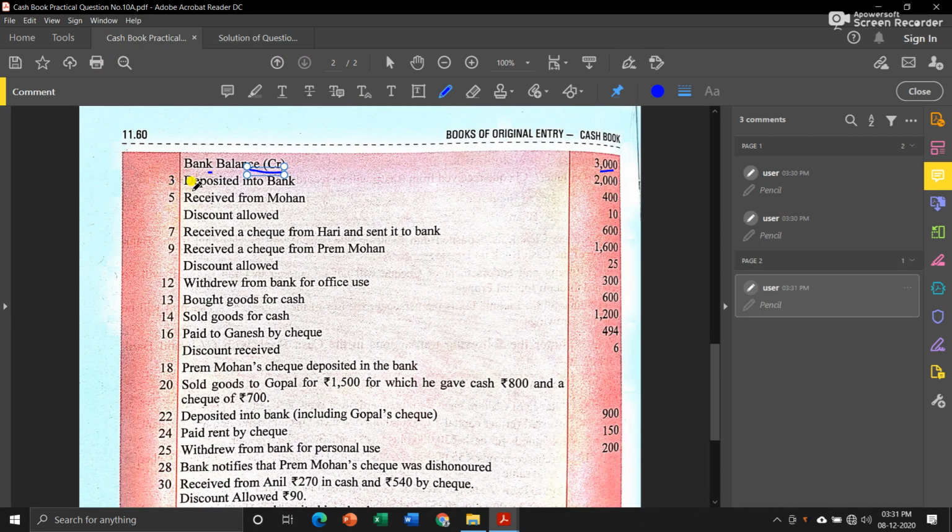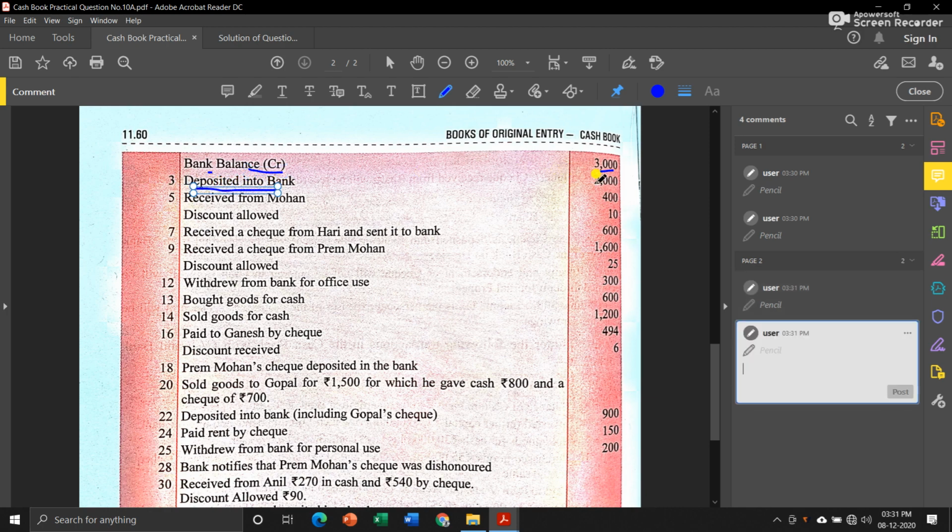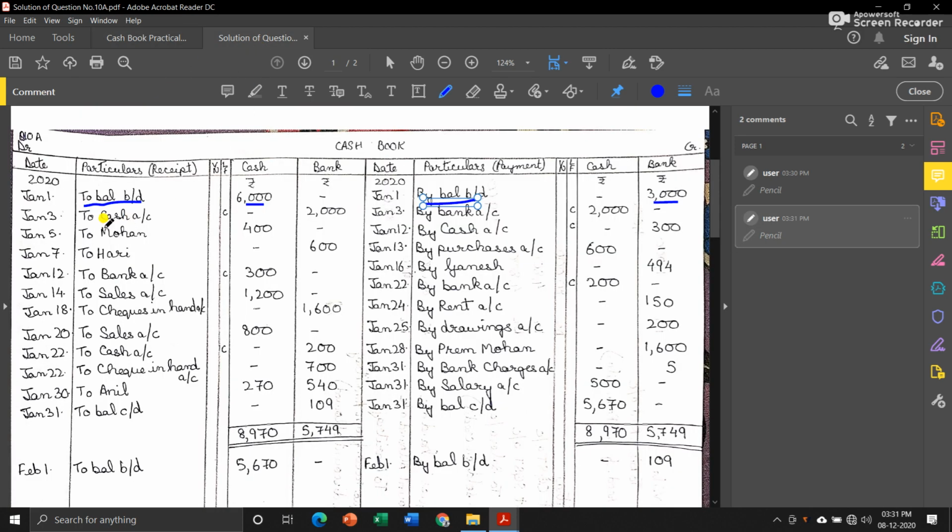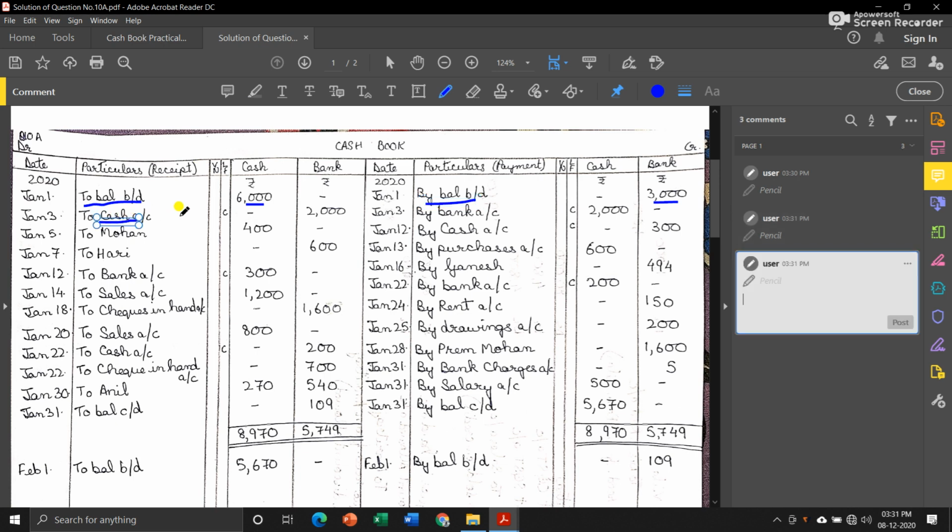Then next on date 3 it said that we deposited into bank rupees 2,000. That means we took out some cash from the business and we deposited it into bank. So this is a contra entry. So we will first record it on the debit side by writing to cash account. And since while depositing cash into bank, bank is the receiver of cash, on the receipt side we will write in bank column 2,000, and on the credit side we will write by bank account. And since cash is going out from the business while depositing it into bank, we will write 2,000 in the cash column of the credit side.